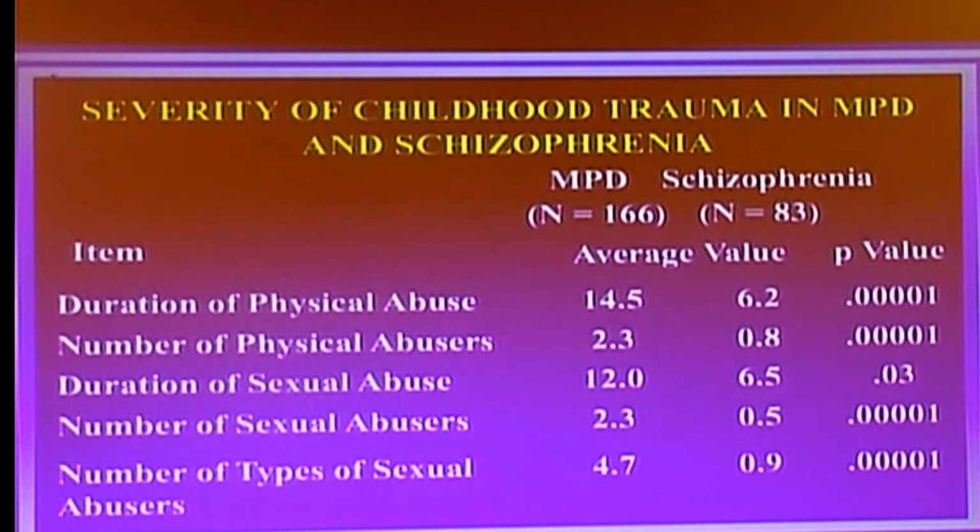Carrying on, the duration of the physical abuse, that's in years. Number of abusers, duration of sexual abuse in years. So the severity of the abuse is much greater in DID than schizophrenia. But it's not a different category, it's just more of the same category.